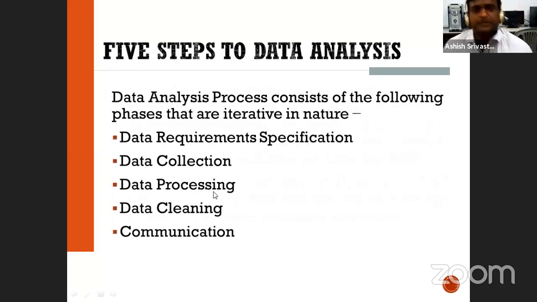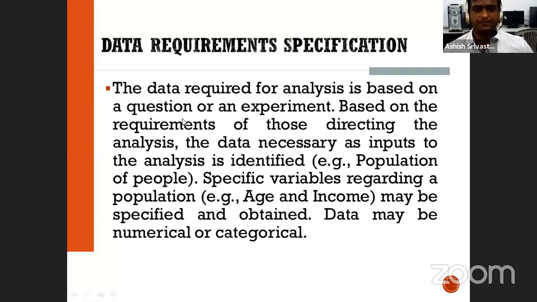On the next slide, we will discuss 5 steps through which data analysis can be performed. Data analysis process consists of the following phases that are iterative in nature. First, that is data requirement specification. Second one, data collection. Third one, data processing. Fourth, data cleaning and communication. On the next slide, we will go through first step, that is data requirement specification.